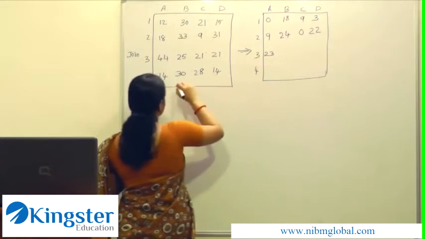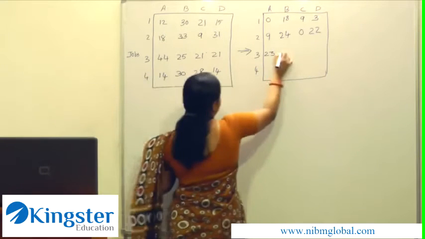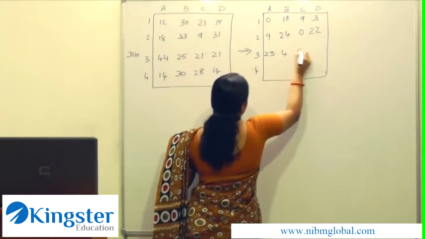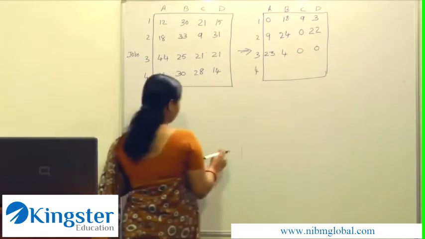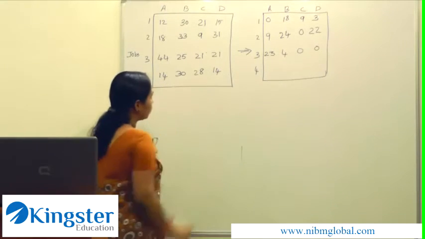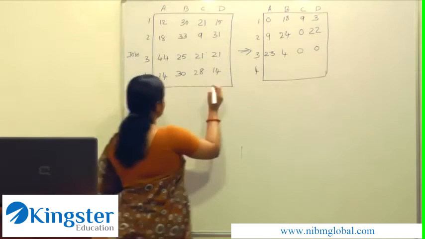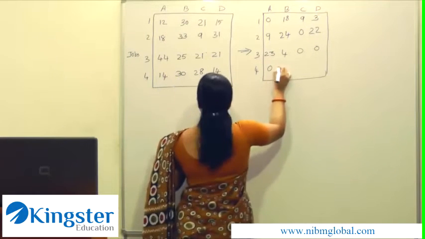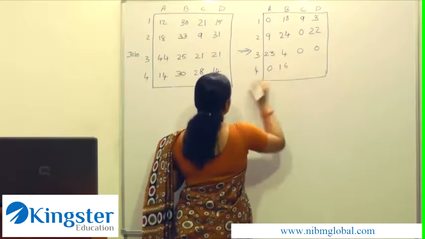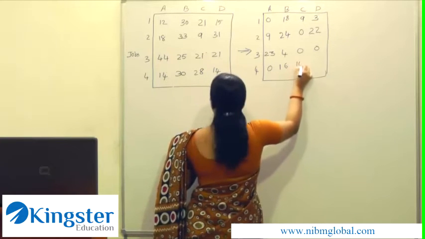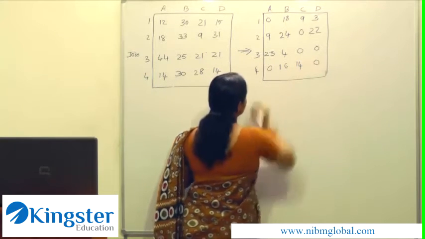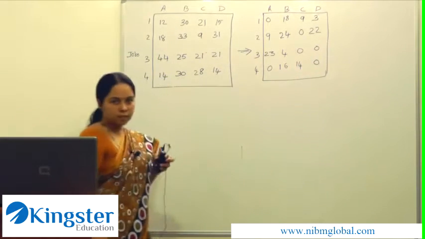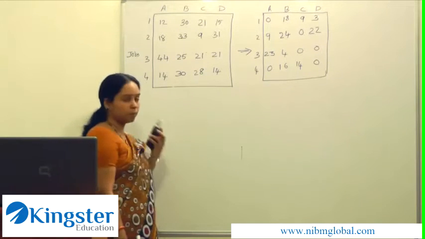In the next row, the lowest element is 21 and the differences are 23, 4, 0, 0. In the last row, the smallest element is 14. So the differences are 0, 16, 14, 0. So this is the first step in solving the assignment problem.